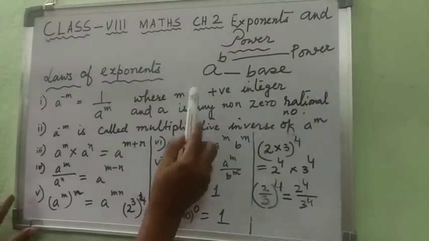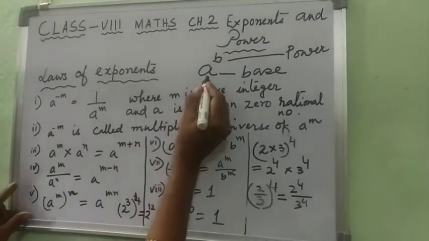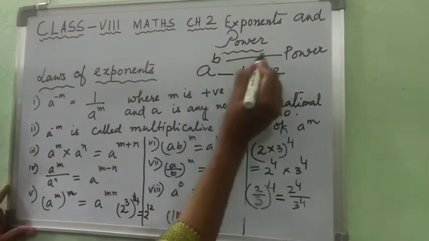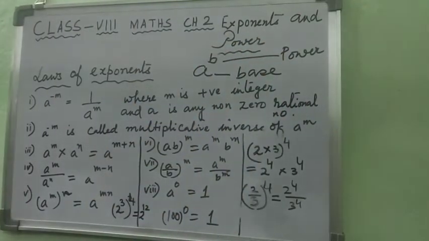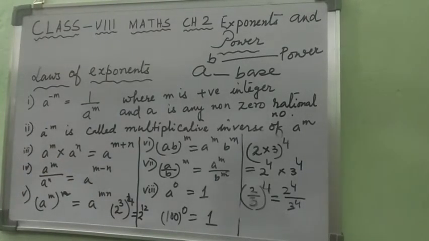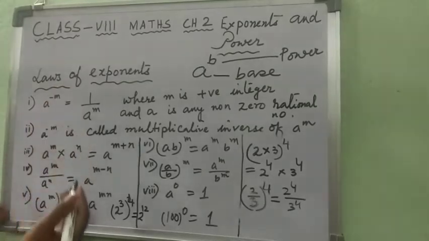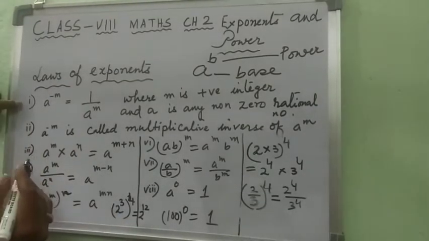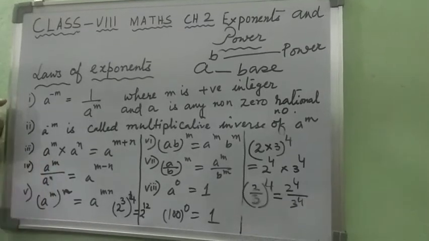When we write in the form a to the power b, then a is the base and b is called the exponent or power. Now, to solve the sums of this chapter, we have to follow some rules of exponents. I have written all the rules. Now let us explain each and every rule with some numbers.